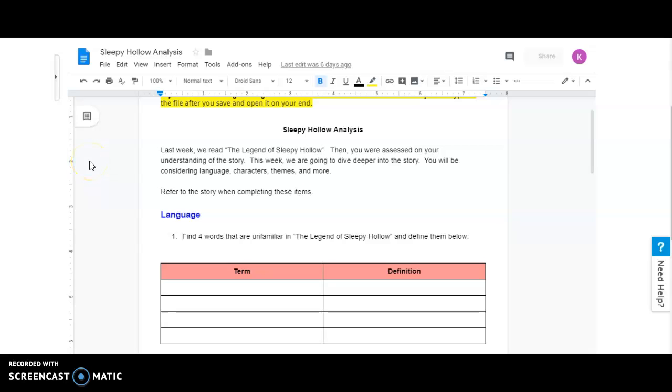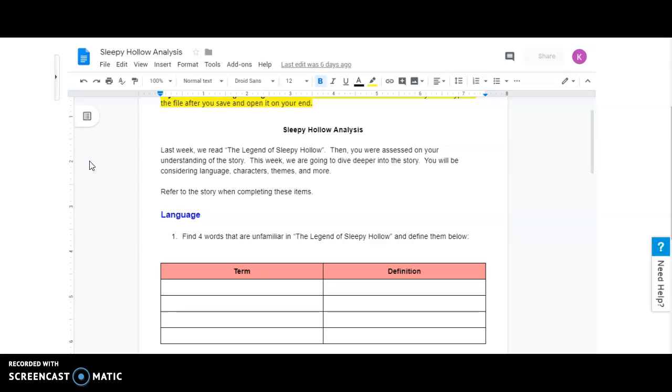Here's your explanation for the Sleepy Hollow analysis. Last week, we read The Legend of Sleepy Hollow. Then you were assessed on your understanding of the story. This week, we're going to dive deeper into the story. You will be considering language, characters, themes, and more.